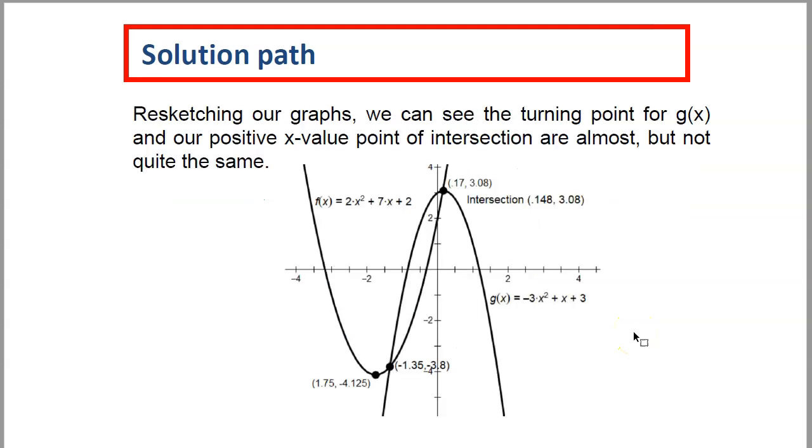Now we can resketch our graphs and label our turning point. Notice that the turning point for g of x and that positive x value point of intersection are extremely close and fairly hard to see the difference graphically, so they're both labeled there.